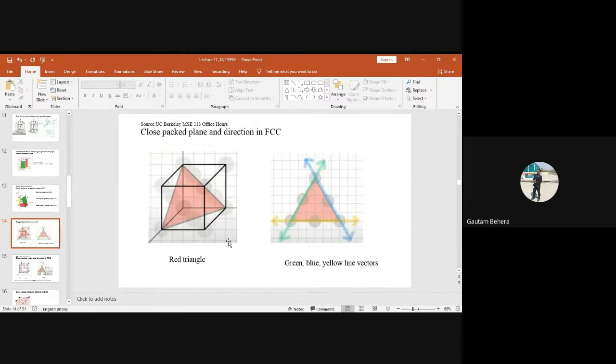Now you want to find out the close packed plane. Close packed plane means those planes where atomic density will be higher. We can have a lot of planes and a lot of directions in a crystal, but certain planes and certain directions are close packed. Close packed means in that particular plane or direction, the atomic density will be more, or you can say more atoms are present compared to other planes or directions, right? So this is very simple.